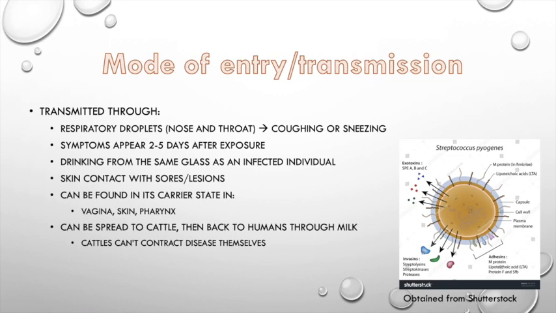Something I thought was really interesting about this bacteria is that it can be spread to cattle and then back to humans through milk, but the cattle can't actually contract the disease themselves, so they won't present any of the symptoms of having scarlet fever, so they won't get a rash or this strawberry tongue, which I'll talk about a little later. But they're still able to pass the disease on through raw milk, which I thought was fascinating.